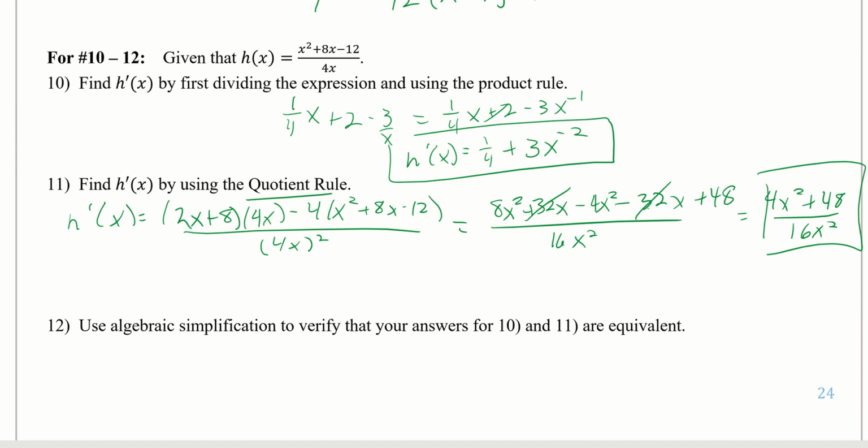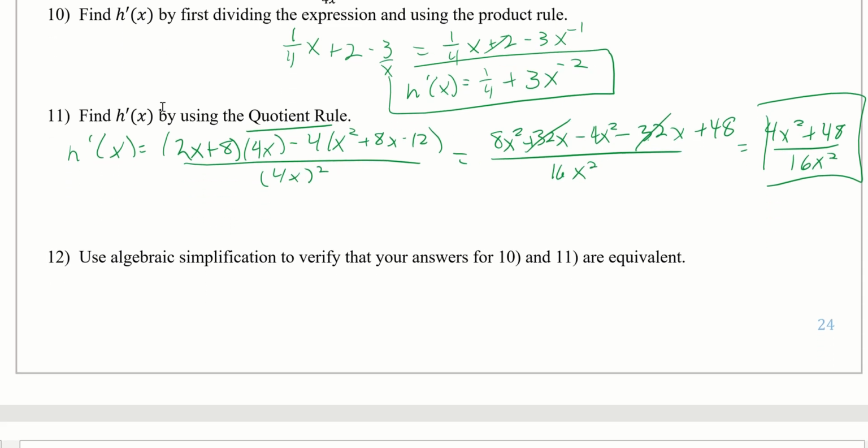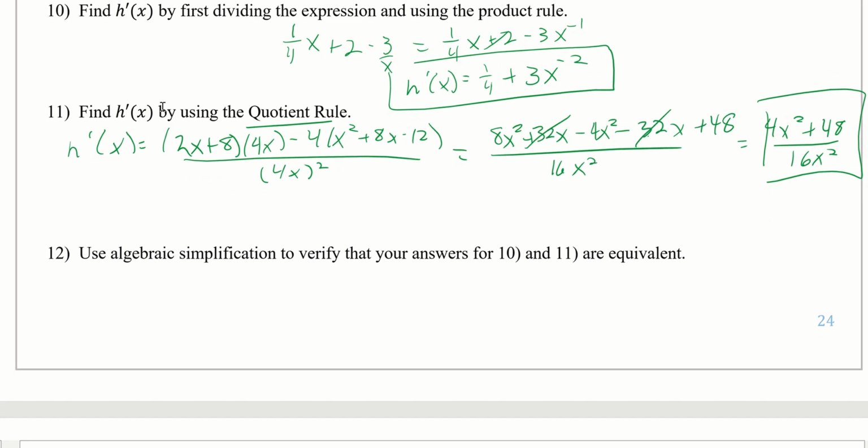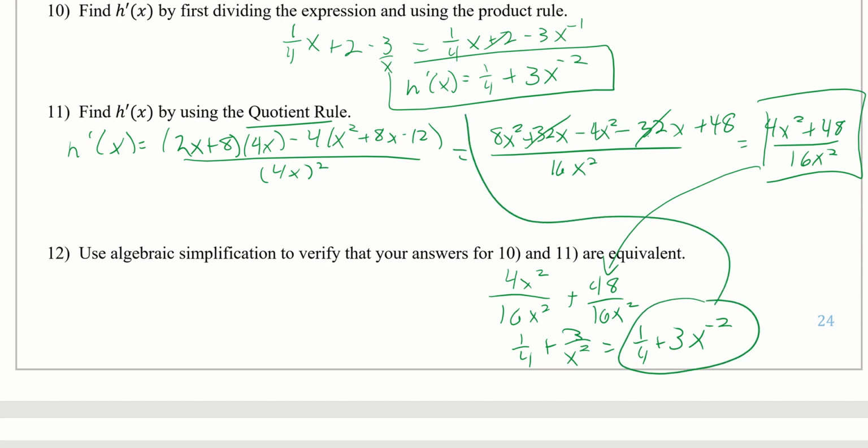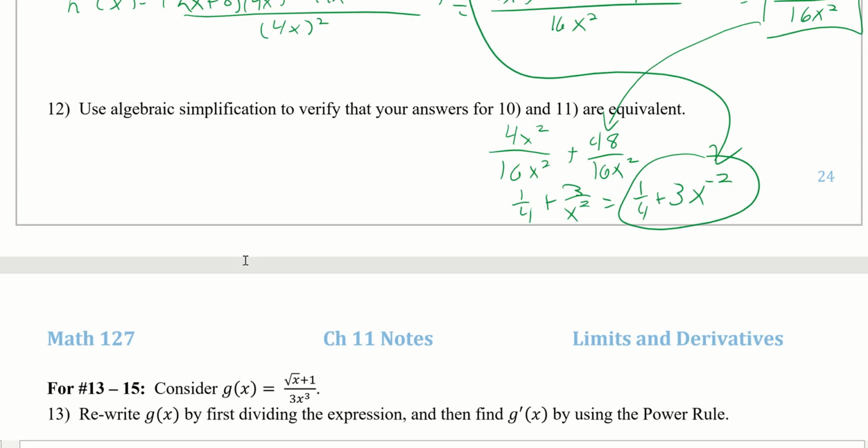Now number 12 says, let's combine the two to see if we actually get the same values, which we should, right? So if I take this guy and simplify it, I have 4x squared over 16x squared plus 48 over 16x squared, which would be equivalent to 1/4, plus this right here would be 3 over x squared, or 1/4 plus 3x to the negative 2, which, holy smokes, would match. Cool, and that shows that they're equivalent. Nice.